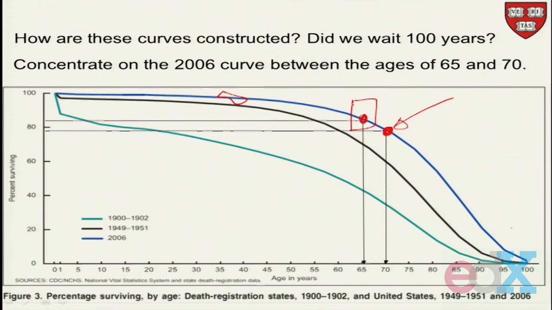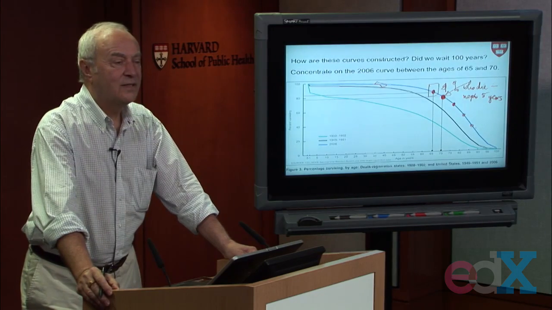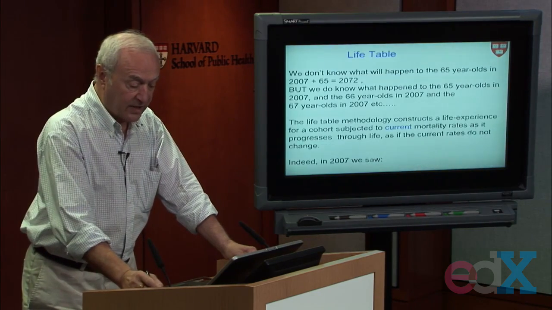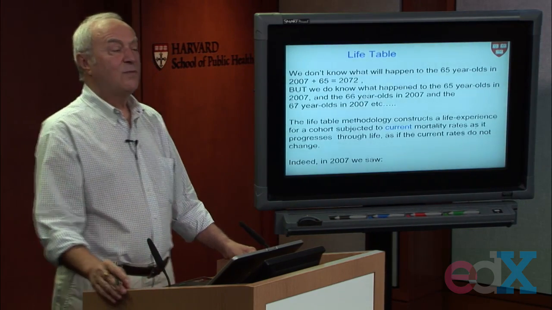So if I know this point, and I know the percent who die in the next 5 years, that'll give me this point. And then I can repeat that logic to get this point, and then this point, and so on. And like that, I can build up the whole curve. That is what Halley did. Let's look at it a little bit more specifically.